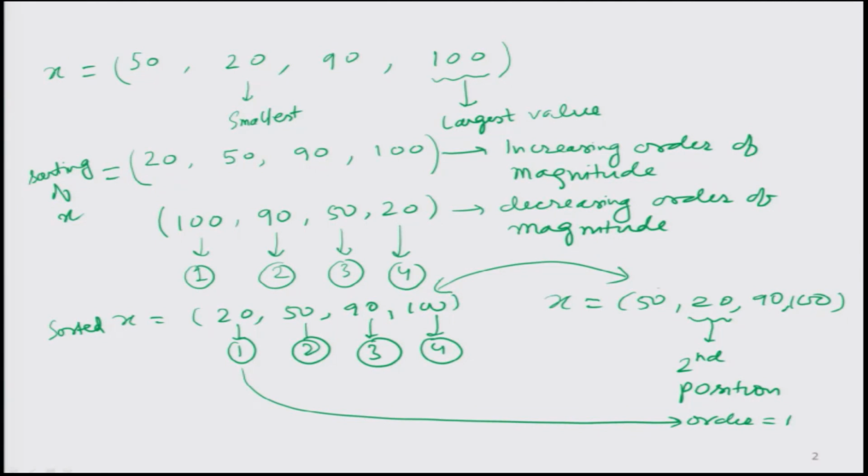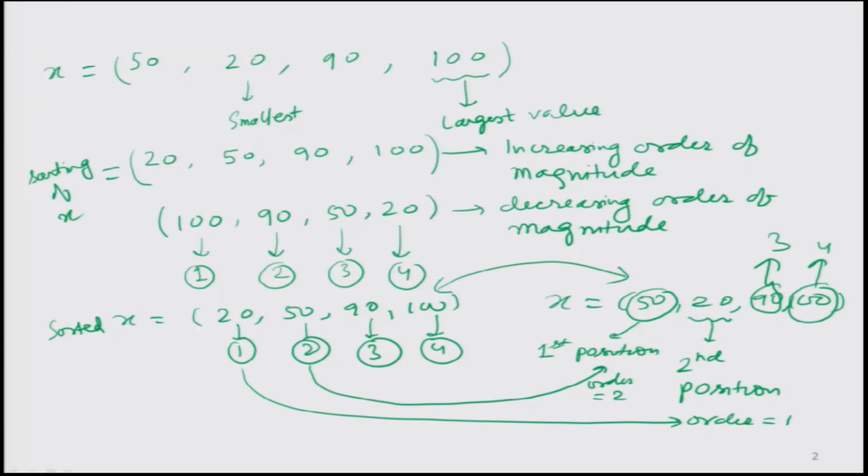Similarly, if you take another value, 50, then 50 is coming in this vector at the first position, but the order of this 50 is 2. So, this is order equal to 2. And similarly, for the 90 value the order is 3, and for the 100 value the order is 4. In this case, the positions of 90 and 100 coincide with the original order in the x vector. So, this is what we mean by sorting and ordering.